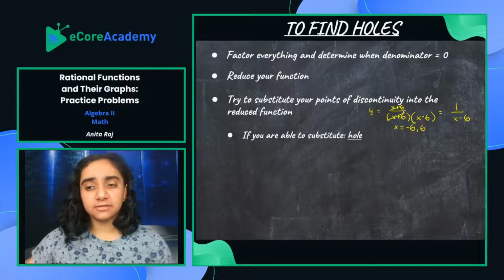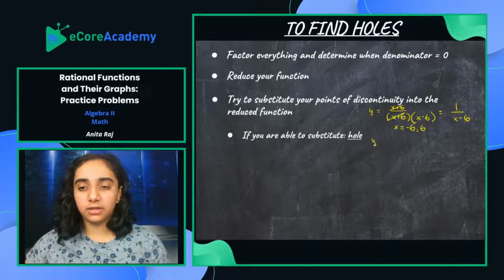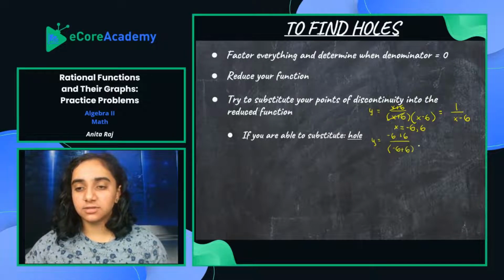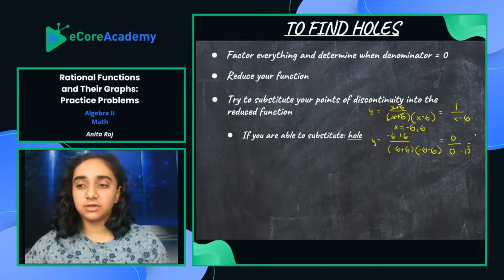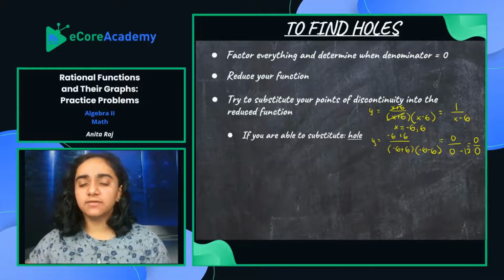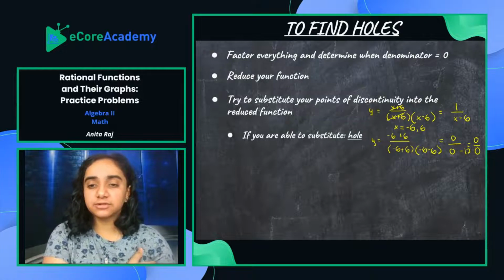If we substitute negative 6 back in, our numerator is going to become 0, so we end up getting y equals negative 6 plus 6 over negative 6 plus 6 times negative 6 minus 6. The numerator is going to end up being 0, and whatever's in the first set of parentheses is going to be 0, and then here we're going to have a negative 12. However, because 0 times any number is 0, we're going to end up having 0 over 0. Whenever you have 0 over 0, it always indicates that there's a common factor. In this case, our common factor was x plus 6.